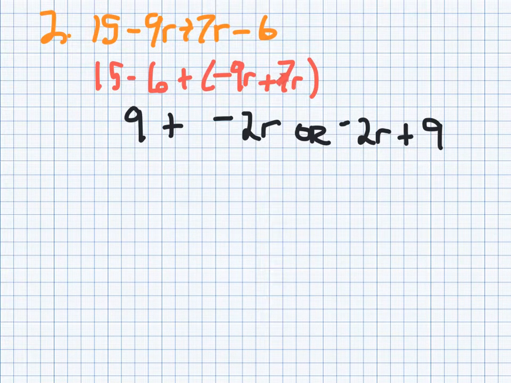The second problem is 15 minus 9r plus 7r plus 6. So I rearrange this for my like terms, put my like terms together. 15 minus 6 plus, again I want to make this be an addition problem, so I put my negative into parentheses. So I have plus negative 9r plus 7r. 15 minus 6 is 9 plus, and negative 9r plus 7r is negative 2r. Now, 9 plus negative 2r just really doesn't make much sense, so it'd be better if I just rearrange this and have my answer be negative 2r plus 9.